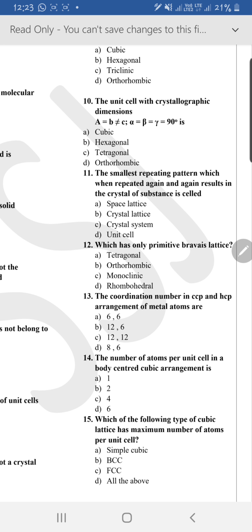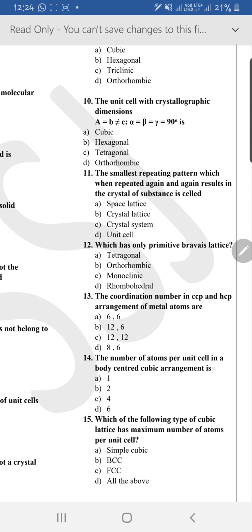The coordination number of CCP and HCP arrangement of metal atoms are? See, as I told, CCP and HCP have the same. Therefore, the option is 12 and 12. The coordination number is directly given, highlighted in your notes, concepts. There the answer is 12 and 12. This is a must-remember point. Number of atoms are 4 and 4, but the coordination number is 12 and 12. Next, going on to the 14th question.